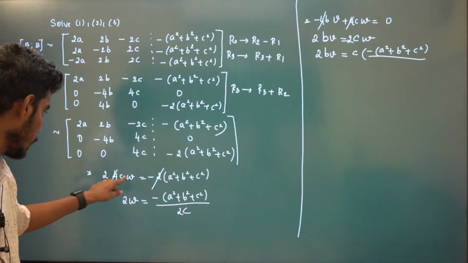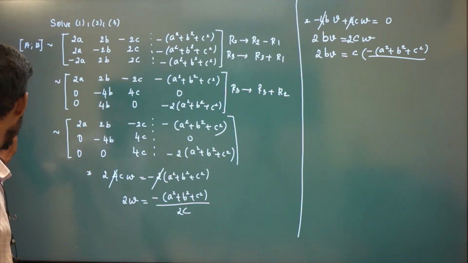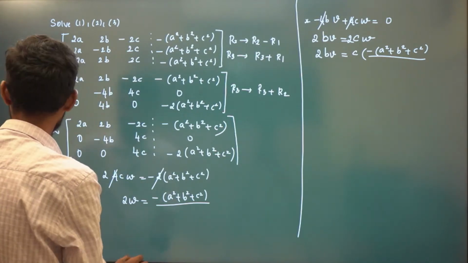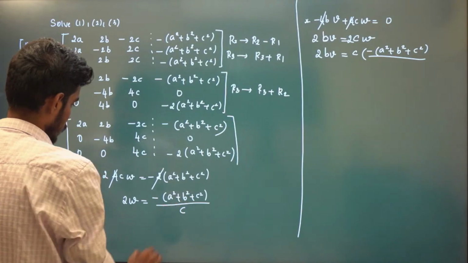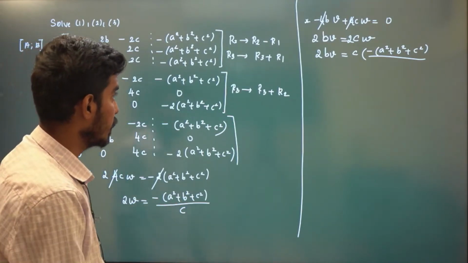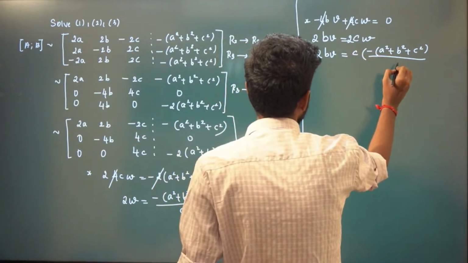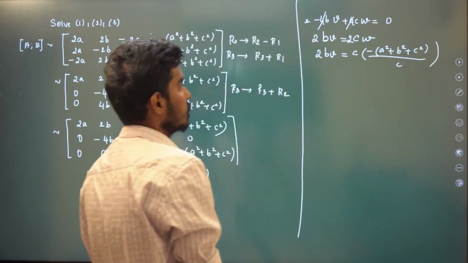W is 2W will be, sorry, it is C, not 2, because we will have 2W. C, I have to bring this side, right? Okay. So 2W is, this is C. Is it clear, right? C.